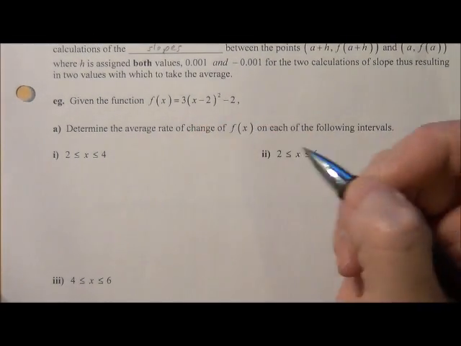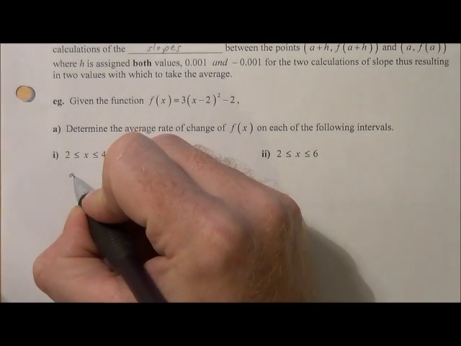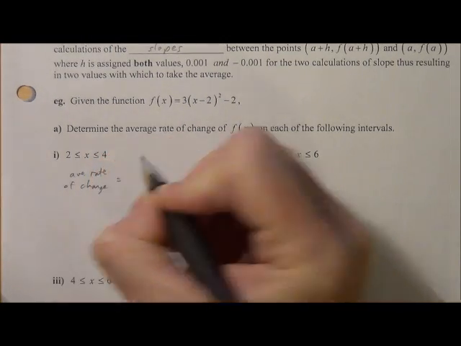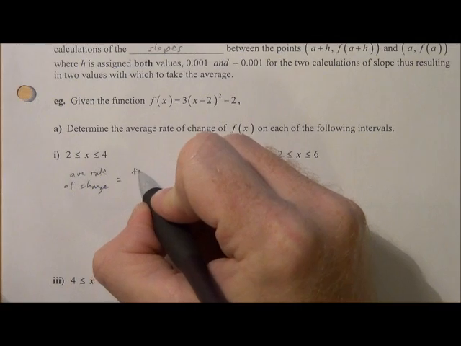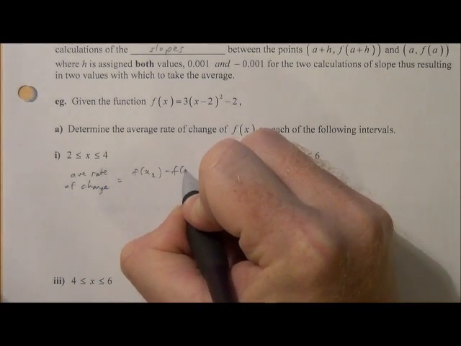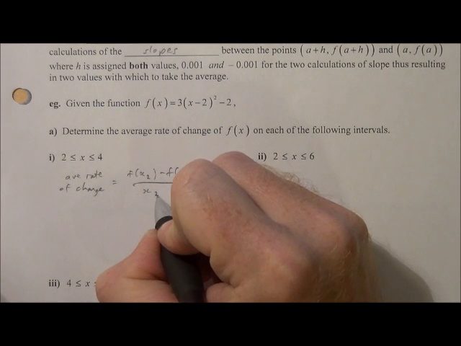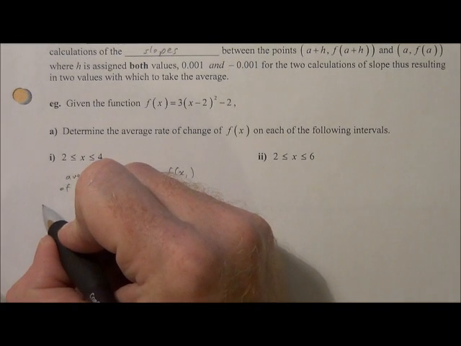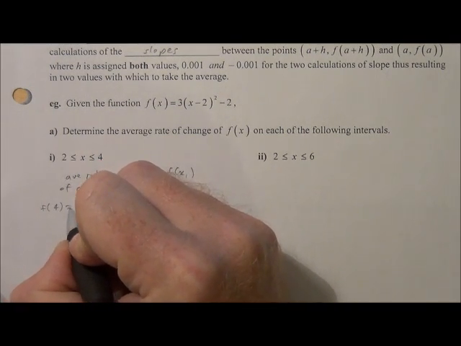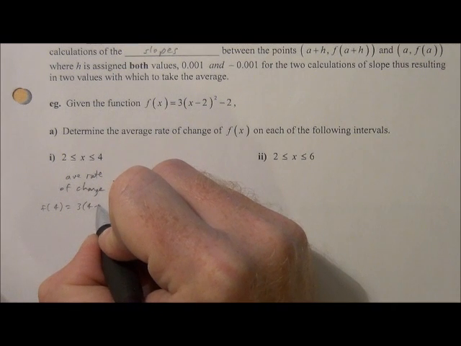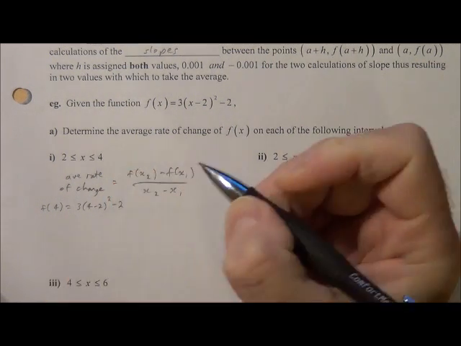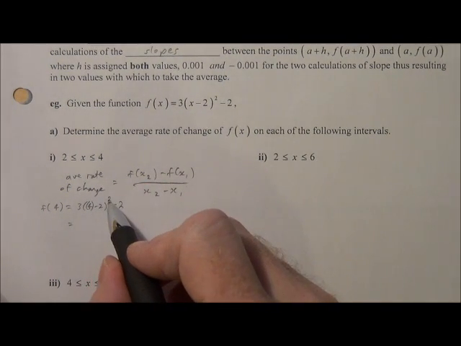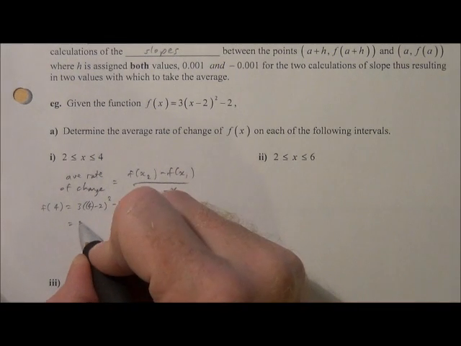So let's start out. We know that the average rate of change has a formula of f of x2 minus f of x1 all over x2 minus x1. And so over here I'm going to put f of, say, 4, which is 3 times 4 minus 2 squared minus 2. So the 4 is the x value. And that works out to be 2 squared, 4 times 3 is 12, minus 2 is 10.